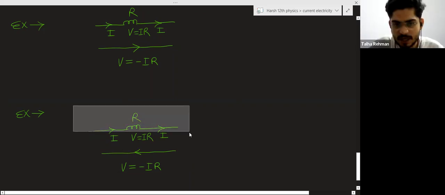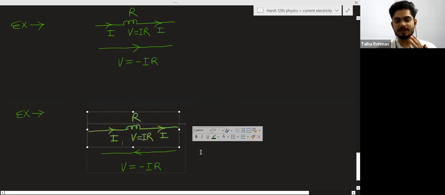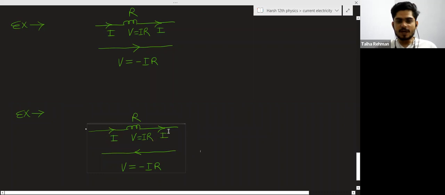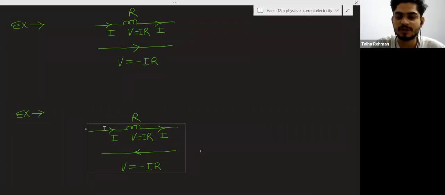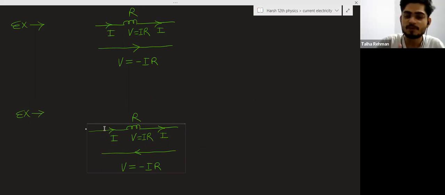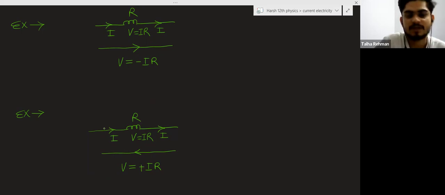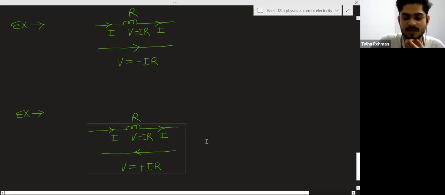Now you have a wire, the part of the circuit I have taken, and you are moving from here to here, in the opposite direction of current. When you are moving in the opposite direction of current, you are moving from lower potential to higher potential, which means the potential is increasing, so you will take the potential difference across this resistance as plus IR.